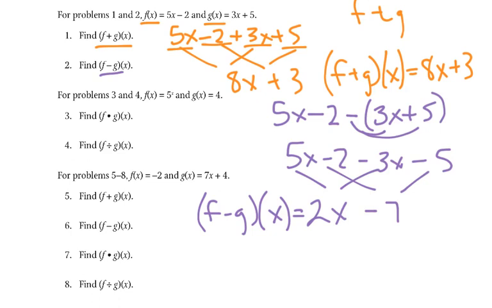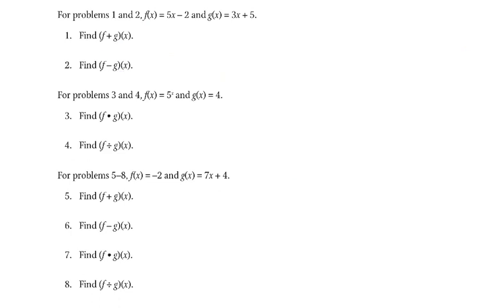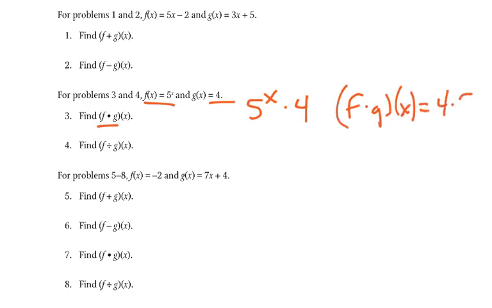Okay? Now number 3, we're dealing with multiplication here. So we take f of x, 5 to the x, times 4. And really there's nothing we can do to simplify this. We can just rearrange it. So f times g of x is going to equal 4 times 5 to the x. Okay, not much. Sometimes there isn't a whole lot you can do.